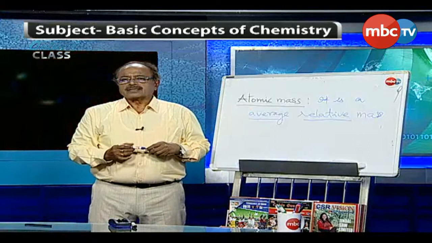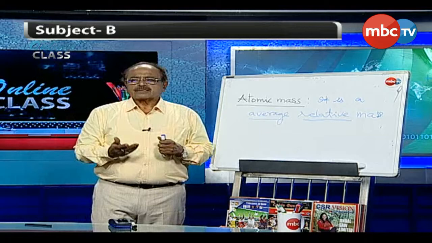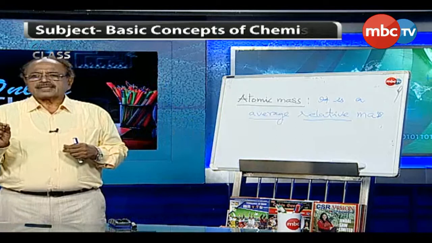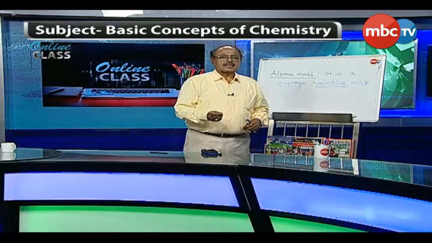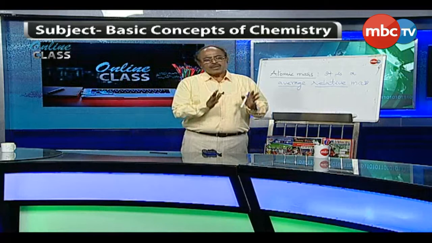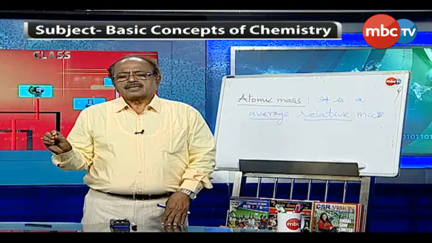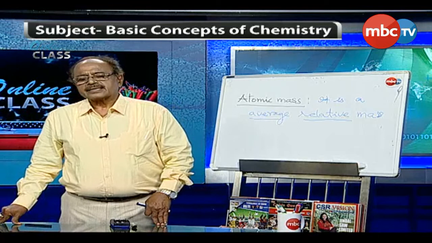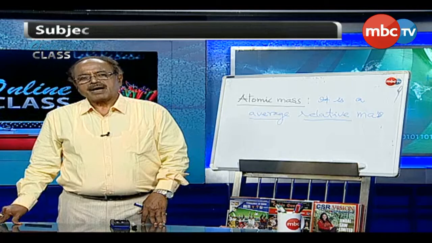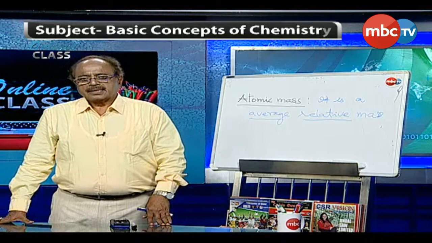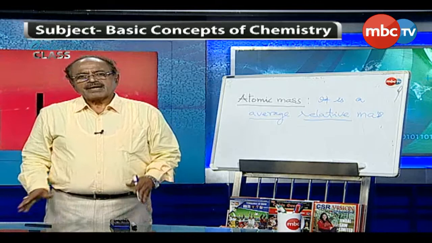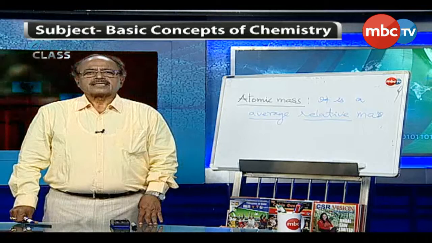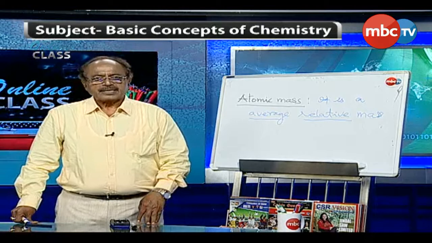It is average. Why average? Because when you look at hydrogen, some atoms of hydrogen have mass 1, some have mass 2, and some have mass 3. But the mass 1 atom is abundantly present, mass 2 is present to a very small extent, and mass 3 is insignificantly small. So we take an average, and it comes to 1.008 atomic mass units. Similarly, chlorine has two masses, 35 and 37, but 35 is present in three parts and 37 in one part. Hence its mass comes to a fraction, 35.5. So that is the reason it is expressed with respect to something.